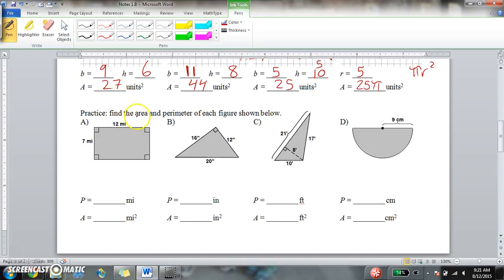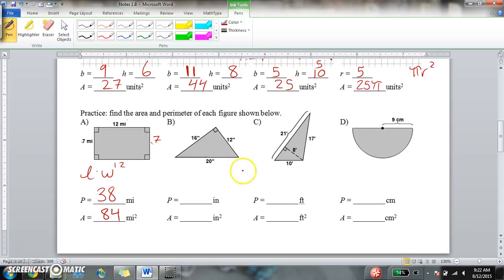So this is a rectangle, perimeter. This is 7, so this opposite side would be 7. This is 12, so this opposite side would be 12. If I add those 4 numbers up, 7, 7, 12, and 12, I would get 38. For the area, I take my length times my width, 7 times 12, I would get 84.